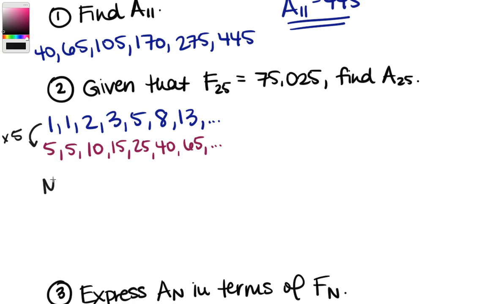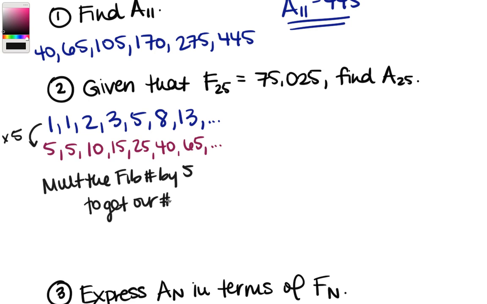Okay, so we multiply the Fibonacci number by 5 to get our number, right? So 1 times 5 is 5, 2 times 5 is 10, 3 times 5 is 15, 8 times 5 is 40, 13 times 5 is 65.